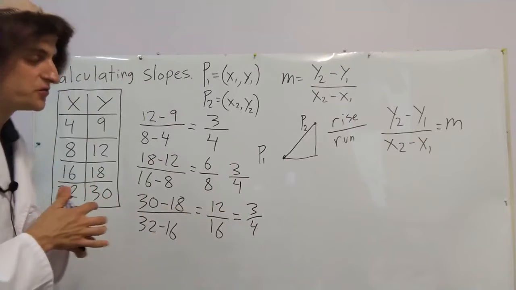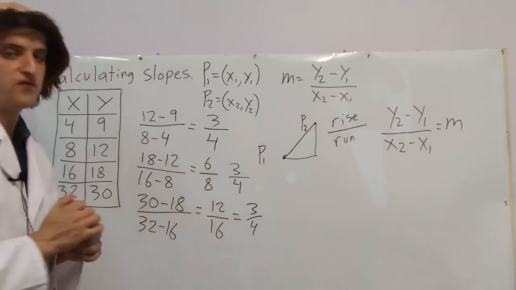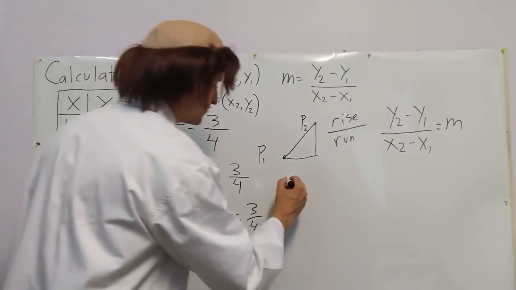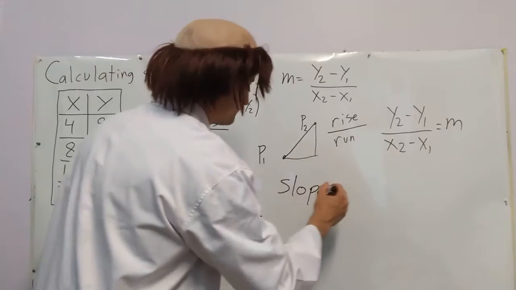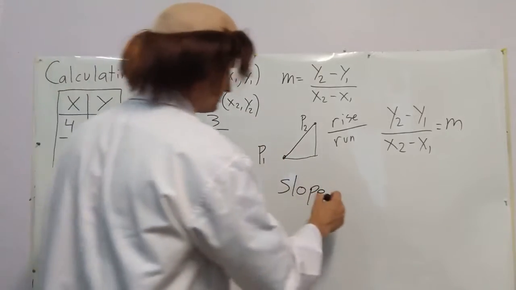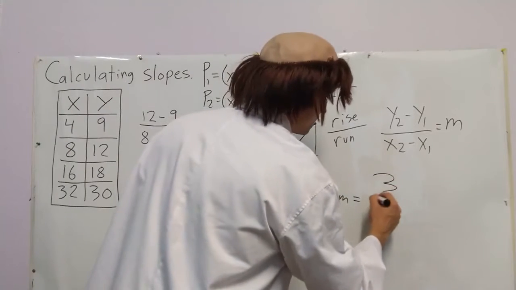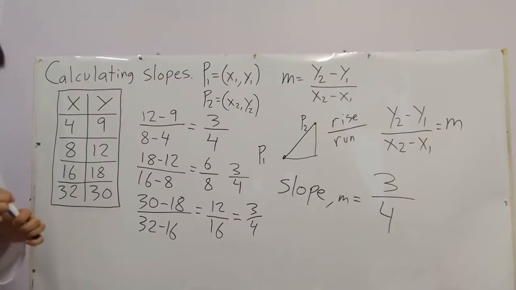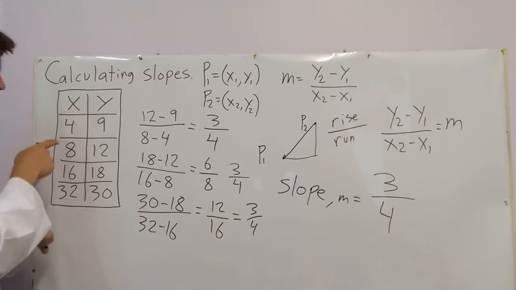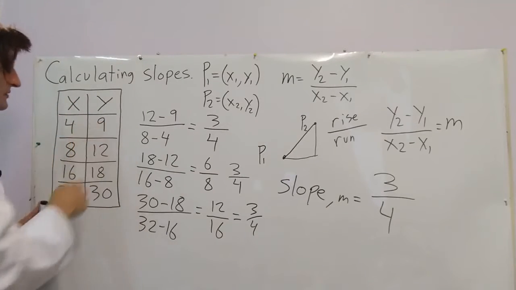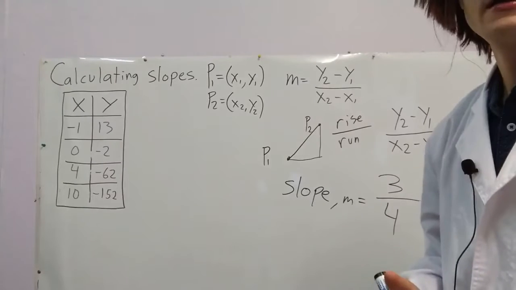So what is our slope? 3 over 4, 3 over 4, 3 over 4. I think our slope, or m, equals 3 over 4. What you'll notice is every time that x goes up by 4, y goes up by 3. That is what our slope tells us.